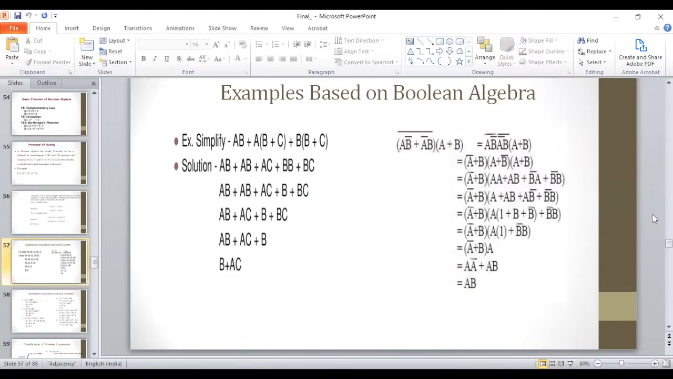One example, let's take. This is AB plus A, B plus C plus B into B plus C. Just open it. It is like this. AB plus AB, that is nothing but A plus A, that is A. Then AC, B plus BC, take 1 plus C common, what you will get? B. So this is the final answer that we get. Similarly, you can solve it. This is a practice.